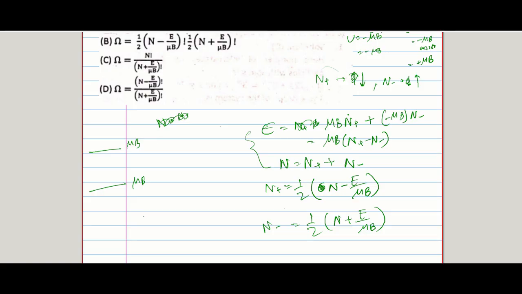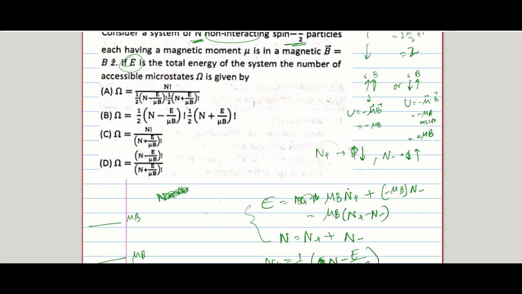So what is the total number of ways it can be done? The total number of ways, if there were no restriction, the number of ways we can arrange N particles is capital N factorial, and out of them n plus of them are in the upper state, and n minus of them are in the lower state.